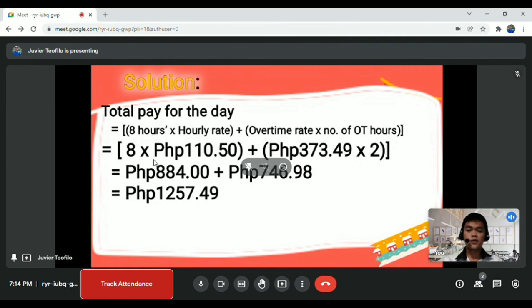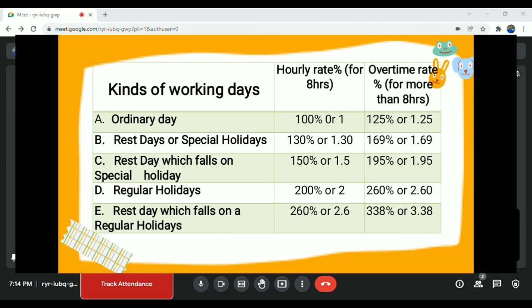Now, if you multiply 8 times 110.50, we have 884 pesos. And if you multiply 373.49 times 2, we have 746.98 pesos. To sum it up, our final answer is 1,257 pesos point 49 centavo. So this is the total overtime payment on a rest day which falls on a regular holiday.